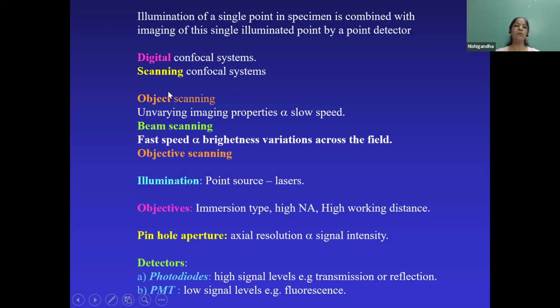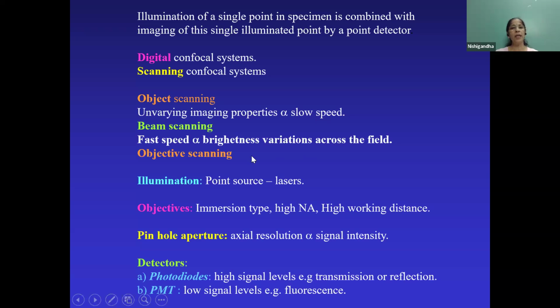Now this scanning could be of three types: object scanning, beam scanning, and objective scanning. Now when you do object scanning, that means you are moving the object. So there is no variation in the light when you are moving the object, but the object being a little bulky, it could be a little slower than the beam scanning. In case of beam scanning, it is very fast, but then the brightness could vary because this laser is moving very fast. So that's the only disadvantage with beam scanning.